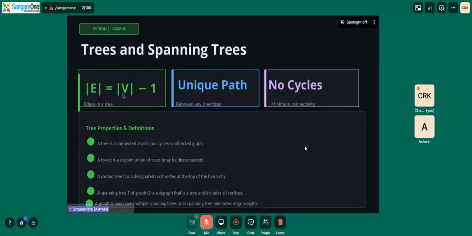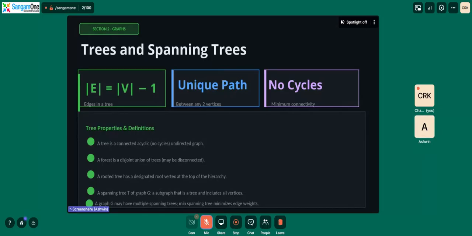Yeah, sure. The tree properties are: a tree is a connected, acyclic, undirected graph, where acyclic means if you consider three points A, B, C, there should not be any cycle, like a triangular cycle or any other type of cycle. It should not be there. If it is there, it is not called a tree.